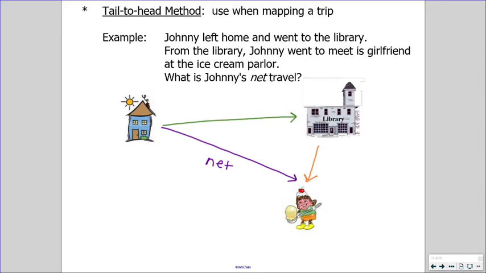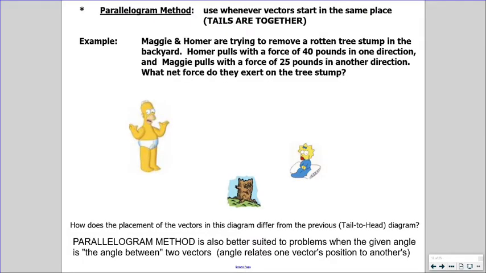So tail to head, we will use generally when we're mapping a trip, when we're trying to see where somebody went over the course of a couple of movements. Today what we're focusing on is the parallelogram method. So this is used whenever two vectors start in the same place, whenever two vectors' tails are starting in the same location.